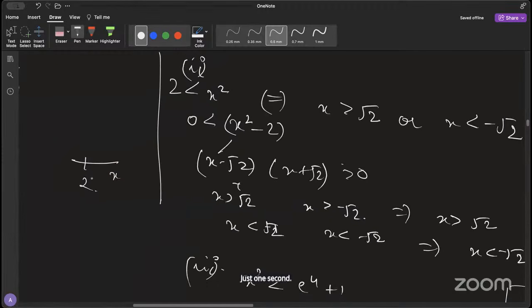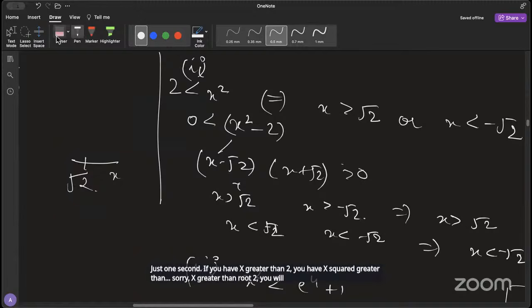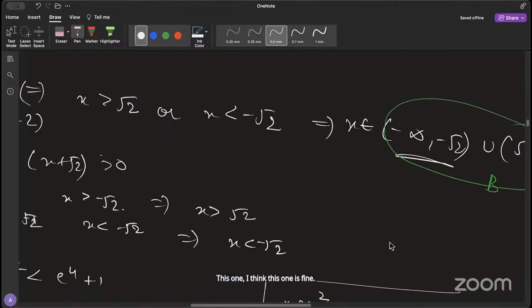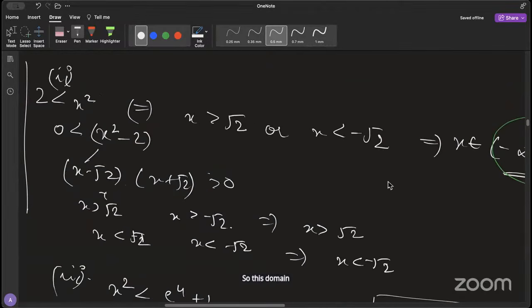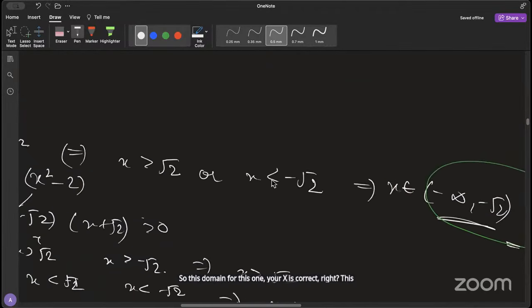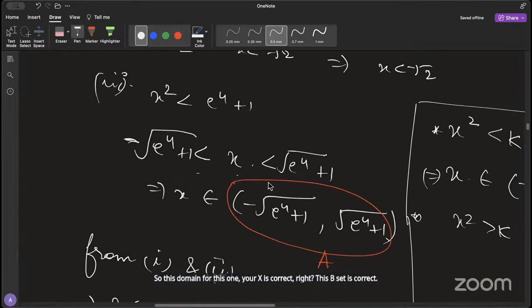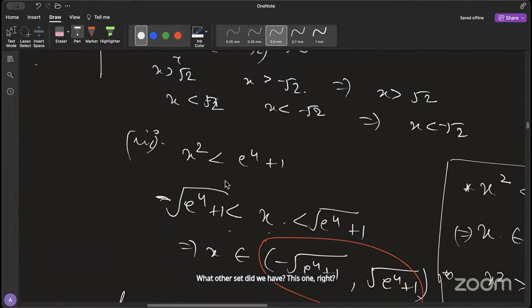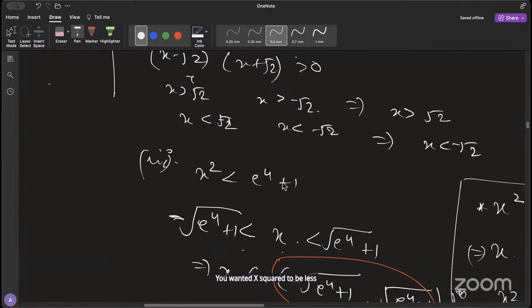If you have x greater than root 2, you will have x square greater than root 2, right? I think this one is fine. So for this domain, your x is correct. This B set is correct. What other set did we have? This one, right? You wanted x square to be less than e to the power, okay.